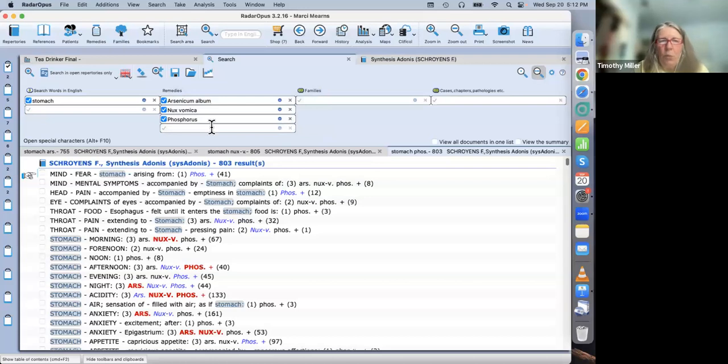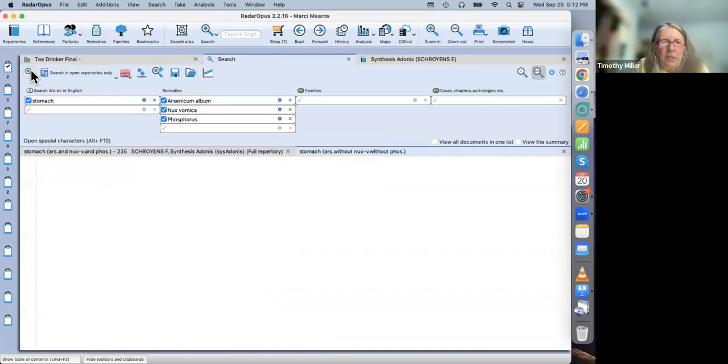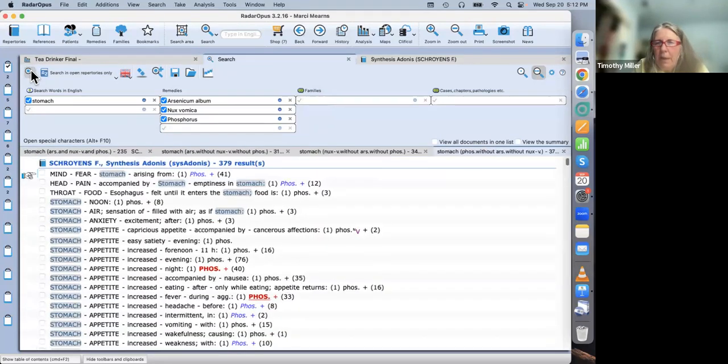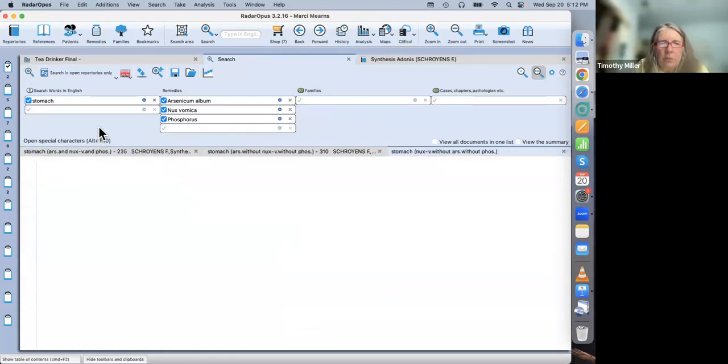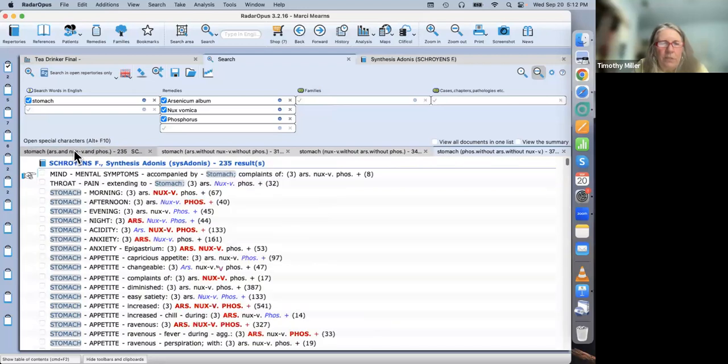Because this will help us see what filters to the top. Let's do the search. This will see what filters to the top after the common symptoms. Whoops, I did it twice. Okay, so this first tab that we have is all 3 together. All right, we know they're 235. In this case, we could call those the common symptoms, stomach symptoms for those remedies.